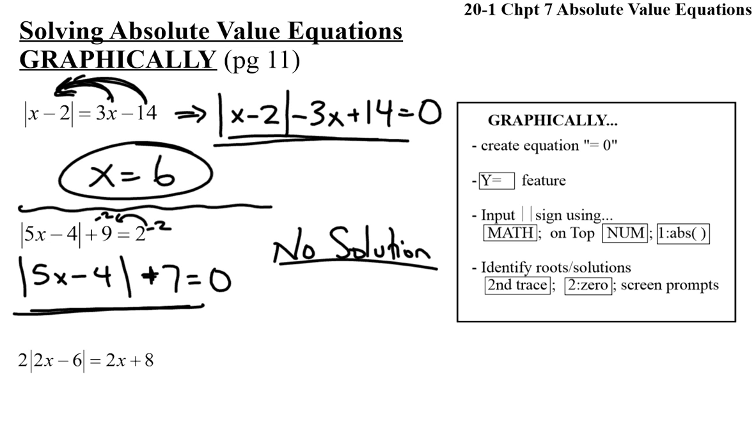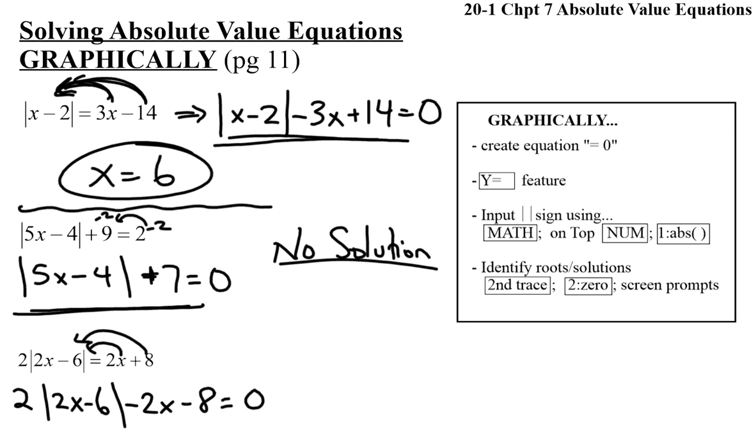Last one, a little trickier because there's some more brackets and things. However, does that matter? Not really, because if I move everything to one side, the 2x comes over to be a negative 2x. The 8 comes over to be a negative 8. That all equals 0. And now I can graph that.